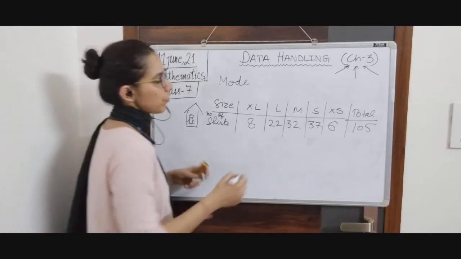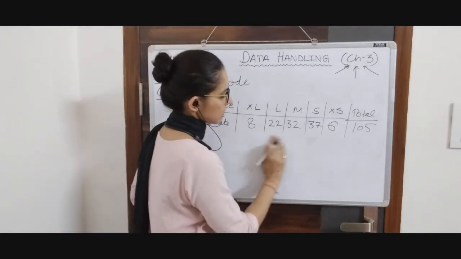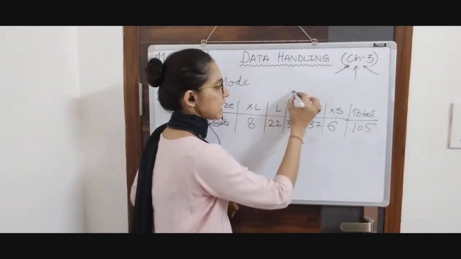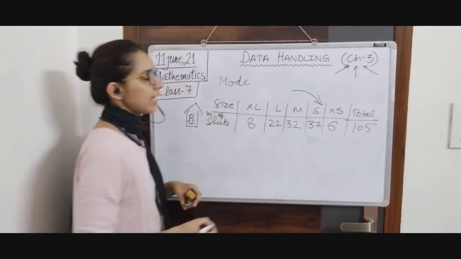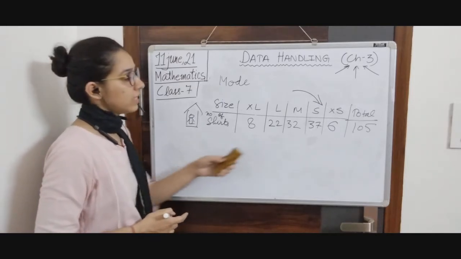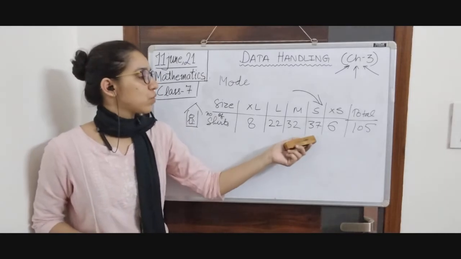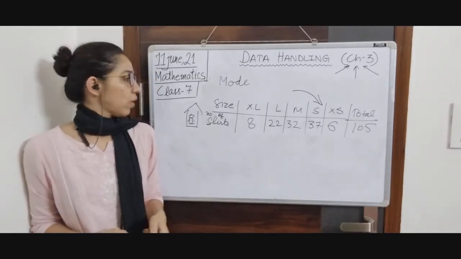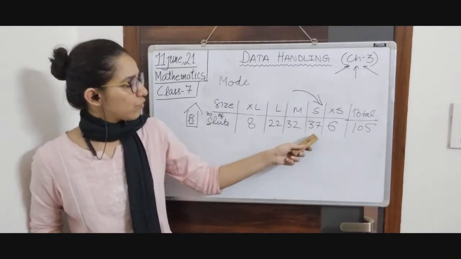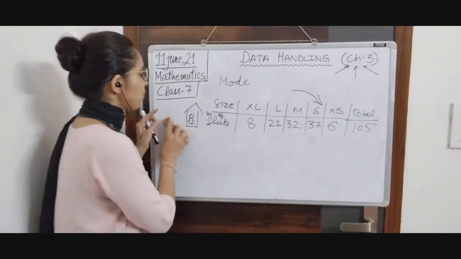But if he uses the concept of mode, mode is the most occurring observation, the one observation which has maximum frequency. So what is the size which has maximum frequency? That size is S, so he should buy this shirt more in quantity. He should focus on S more. He should focus on marketing of this size. Okay? This was mode.